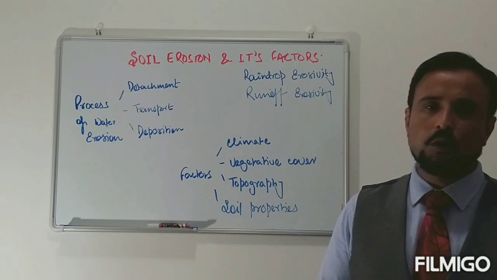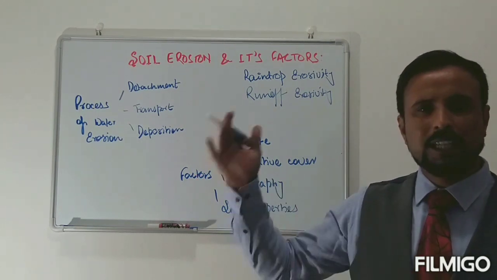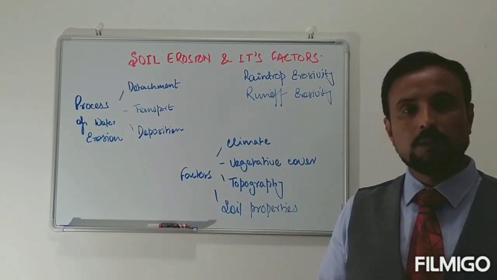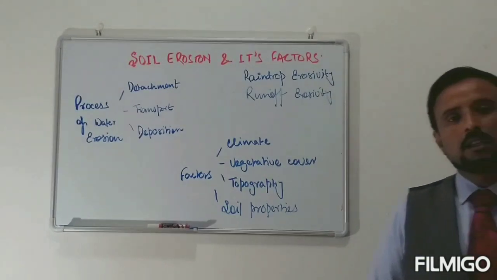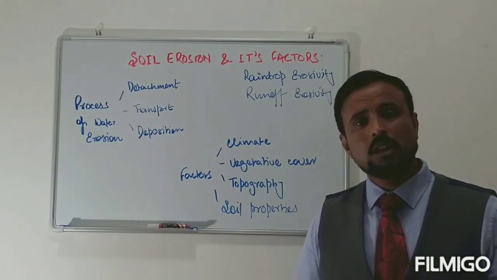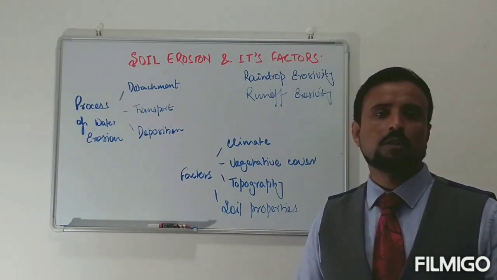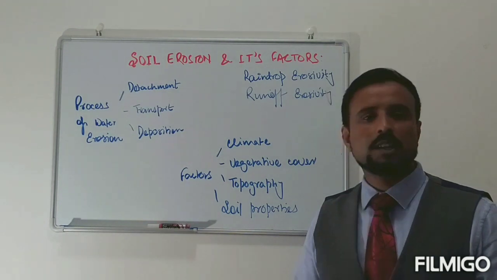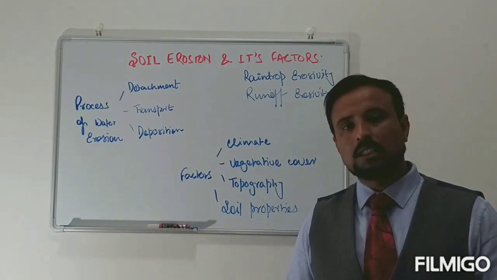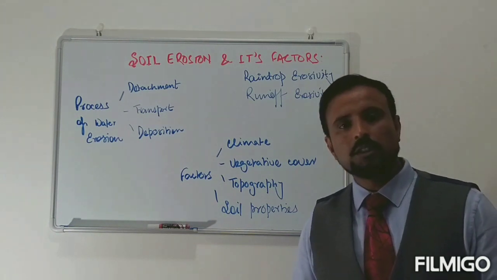Geological erosion is a natural process by which soil erosion keeps on happening for many decades, for many years. But the problem is with accelerated erosion, which is a result of human activities, anthropogenic activities like burning forests, deforestation, or overgrazing by animals. These are the things responsible for accelerated erosion.